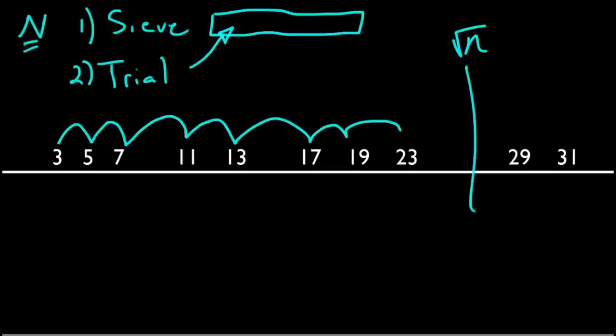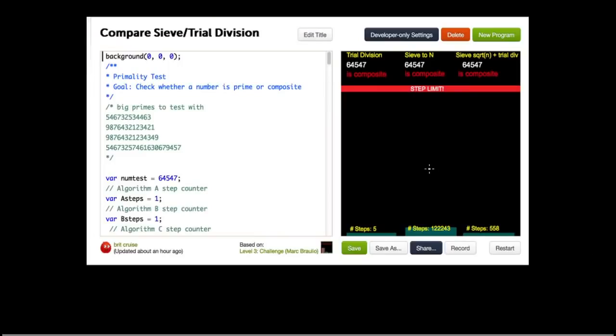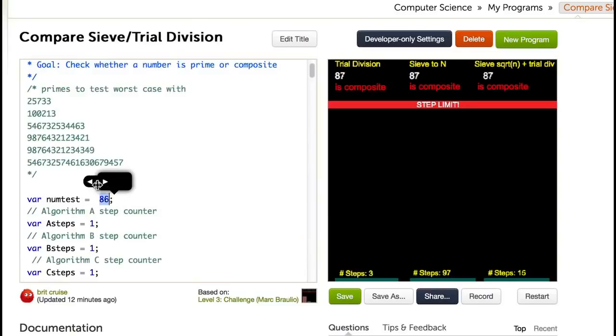And now here is a comparison. On the far left is our old trial division method. In the middle is our algorithm just calling the sieve to generate all primes up to n. And on the right is this proposal where we just call the sieve to generate primes up to the square root of n, and then call trial division just on those primes. Let's see what happens with small input.